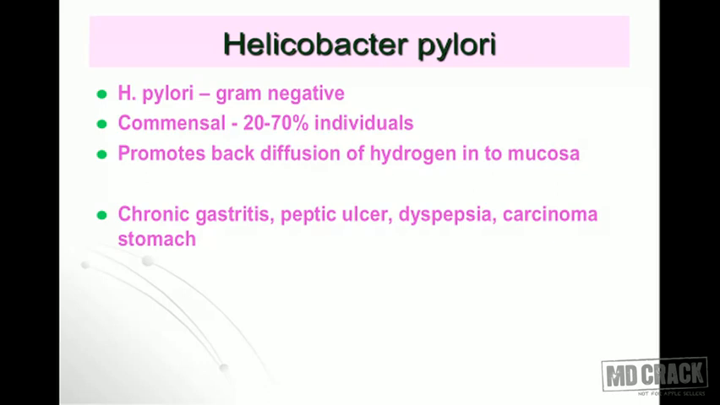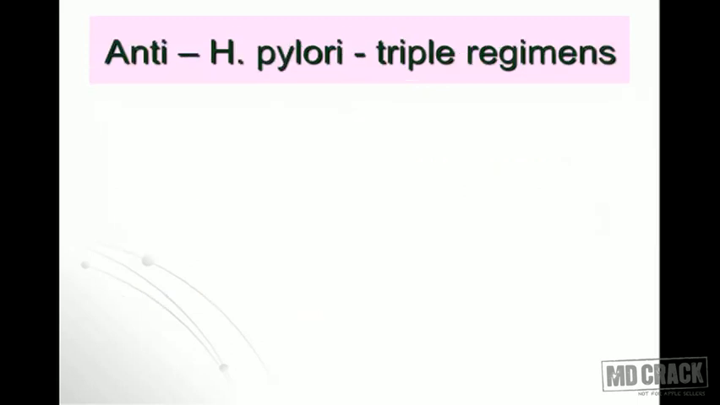Helicobacter pylori is implicated in the pathophysiology of chronic gastritis, peptic ulcer, dyspepsia, and carcinoma of the stomach. Just a few words about the peptic ulcers which we see today. 90% of the peptic ulcers are either due to H. pylori or they are due to non-steroidal anti-inflammatory drugs. So 90% of the ulcers have one of these causes: H. pylori or NSAID-induced peptic ulcer.